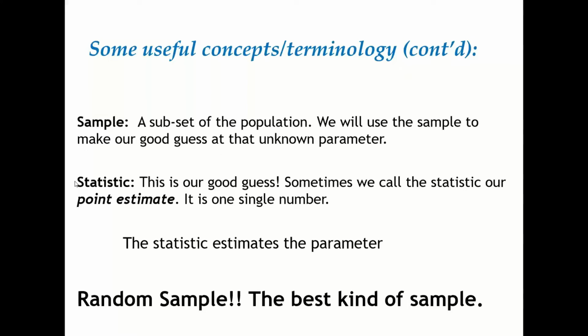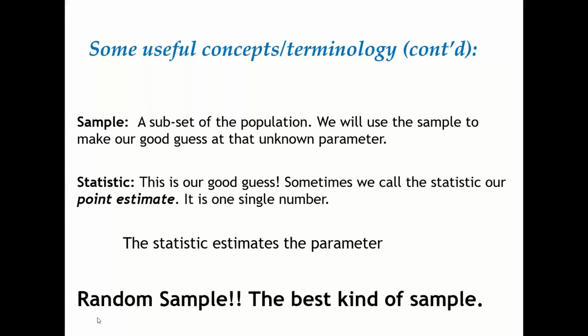And what we're going to do is take a statistic that we derive from our sample and use that to estimate that parameter that we want to know. We want to know the true mean. We'd love that, but we won't know the exact true mean. So we're going to make a statistic, which should be a good guess. You might also hear it called a point estimate. It's one single number, and that statistic, like I said, estimates the parameter.